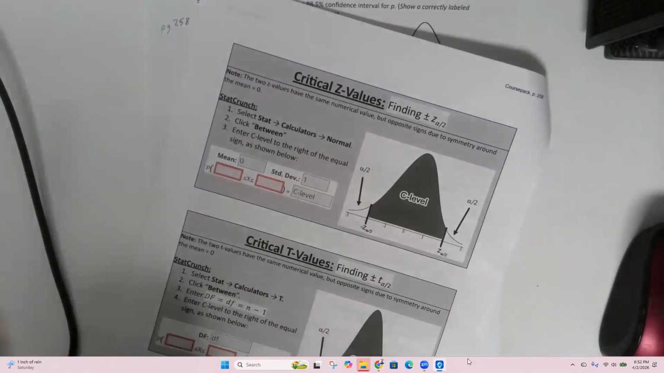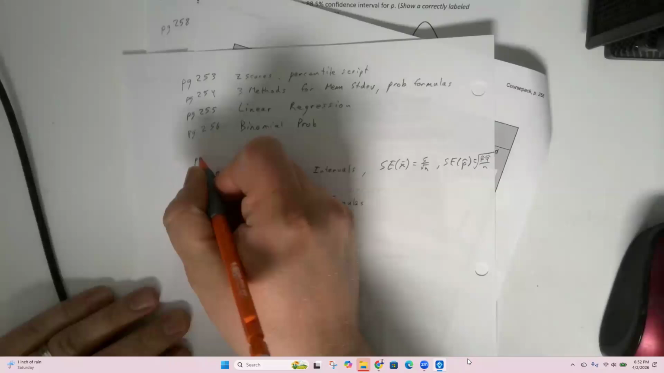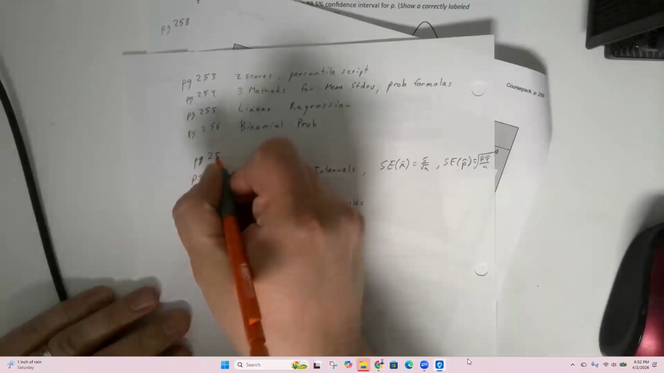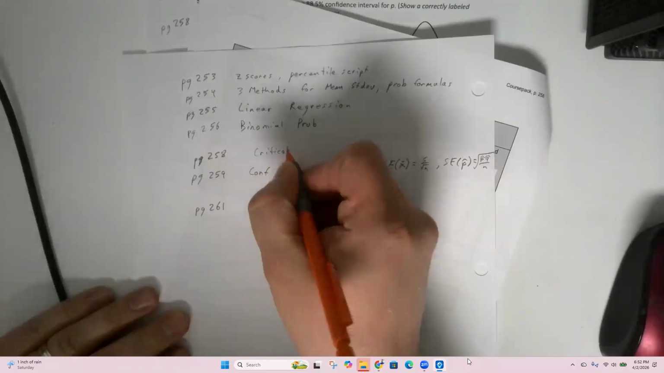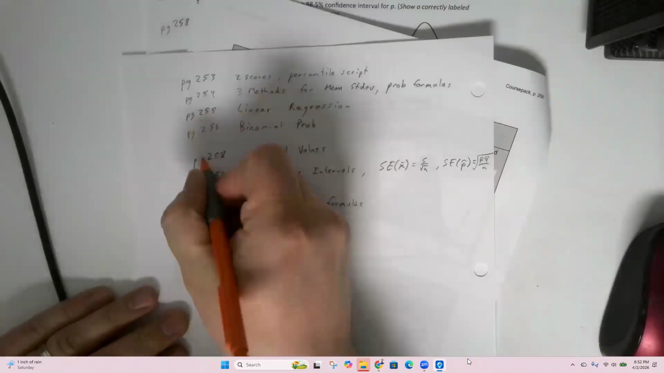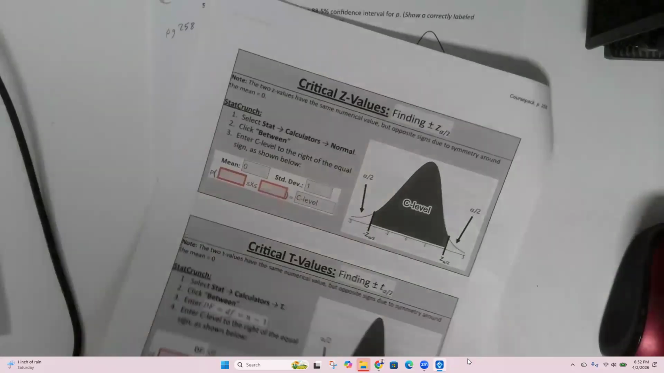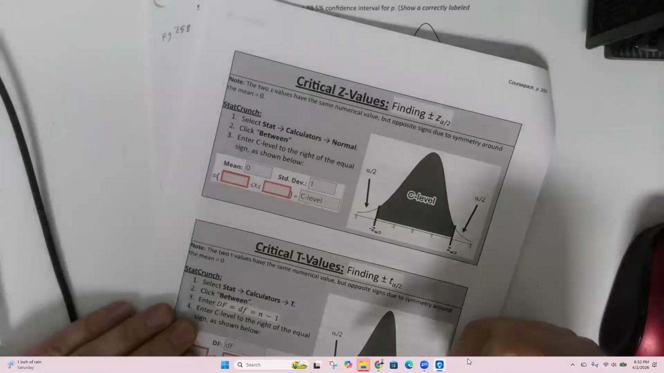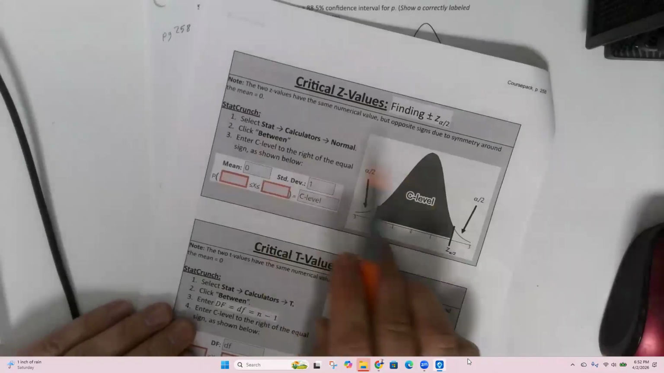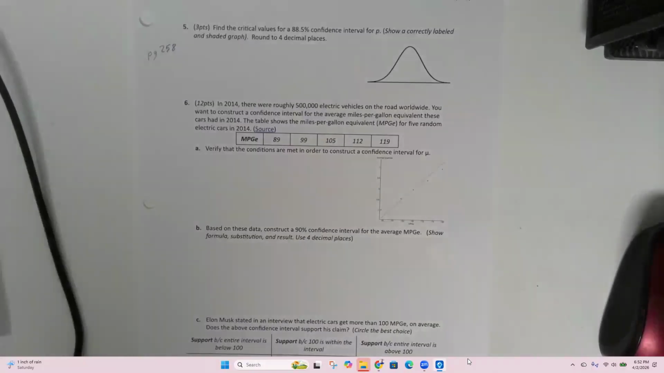So let's write that in our handy table of contents here. Page 258, critical values. And we've been doing this critical value stuff since chapter 7, chapter 8, chapter 9. So if you don't need this because you already remember stat calculator's normal and then click between, then you're good. But if you aren't sure what buttons to click, so page 258.